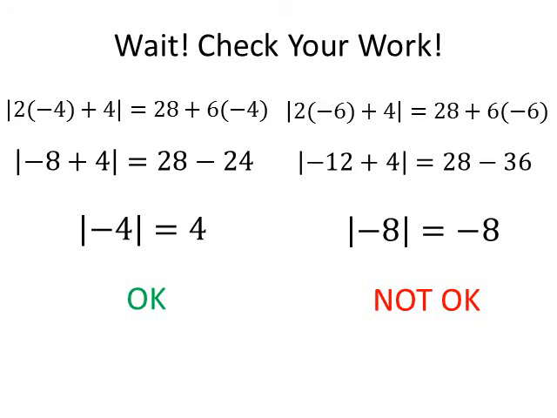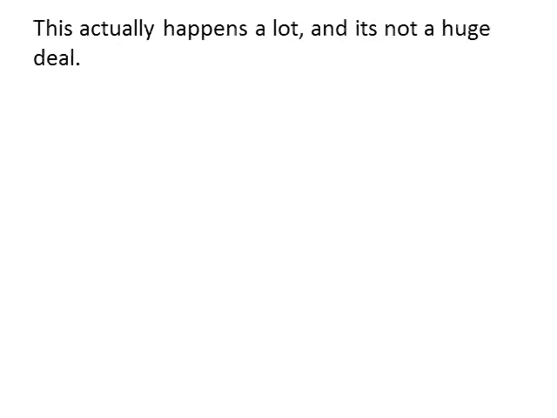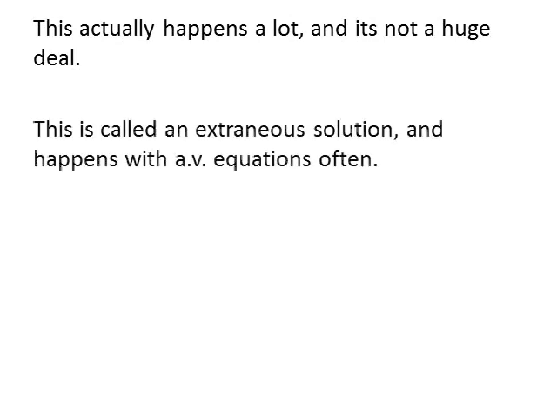So what we have here is something called an extraneous solution. Let's explain it. This is something that happens quite a lot. It's not a huge deal to deal with. You see this a lot where you'll get the absolute value of a negative number equals the negative of that number, like we just had. The absolute value of -8 equals -8. And this is called an extraneous solution.